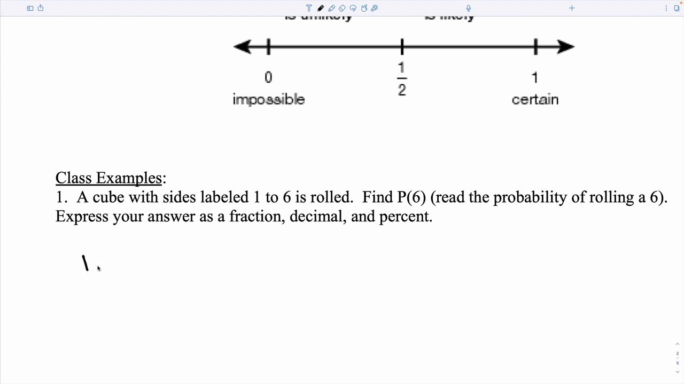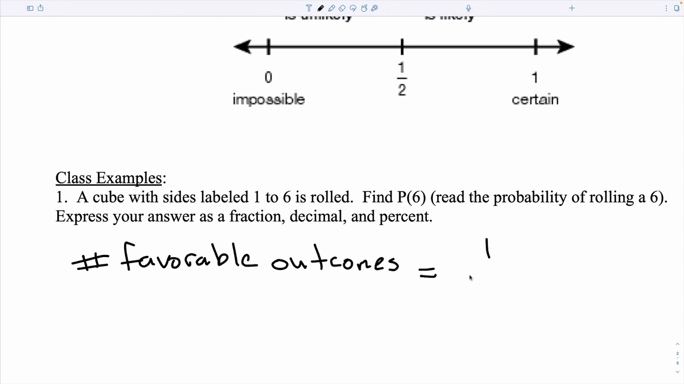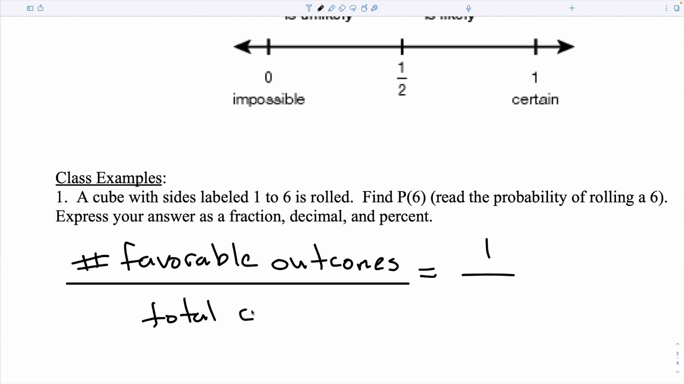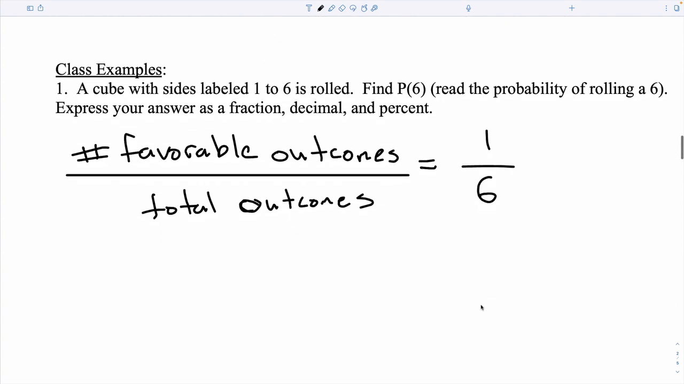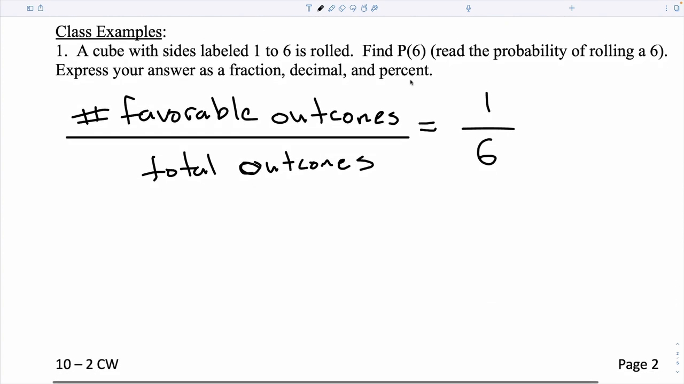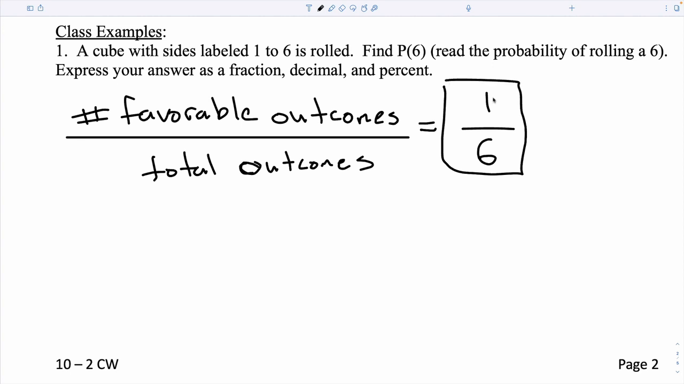You're going to put the number of favorable outcomes. I want 1 six to be rolled, so my 1 goes on the top of the fraction. Then you're going to divide it by the total outcomes. How many numbers could I have rolled when I rolled this dice? There's 6 different numbers on the dice. It's 1, 2, 3, 4, 5, and 6. So the total number of outcomes would be 6. There's your fraction. There are 2 other ways to write that as a ratio.